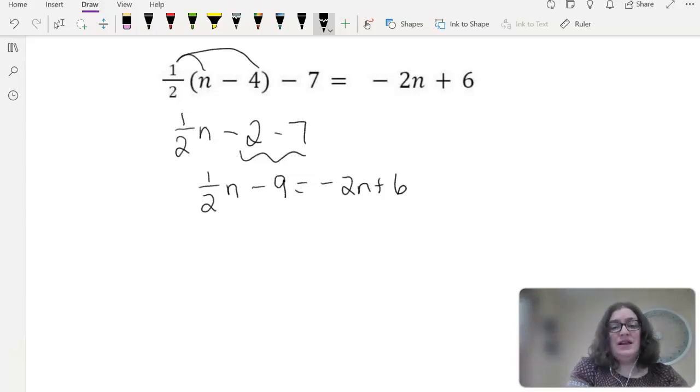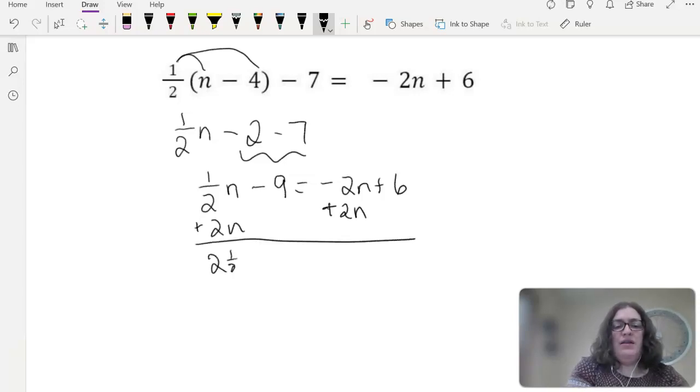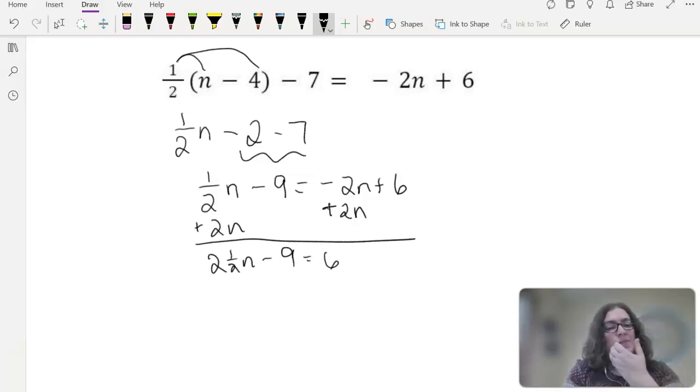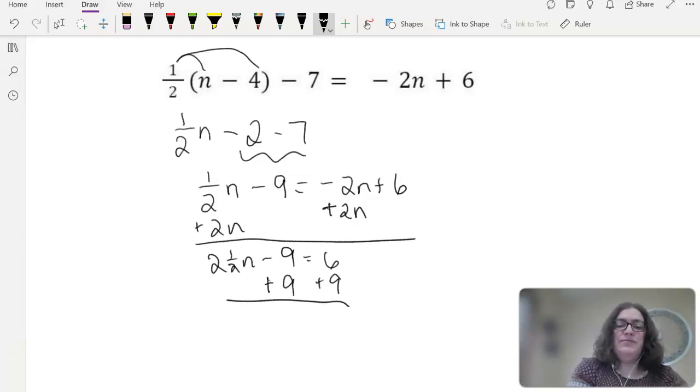So again, trying to keep things positive, I'm going to add 2n to each side. And I'm going to get 2.5n minus 9 is equal to 6. Now I need to get numbers to the same side, so I'm going to add 9 to each side. And I'm going to get 2.5n is equal to 15. And then I'm multiplying 2.5 times n, so I'm going to divide by 2.5.